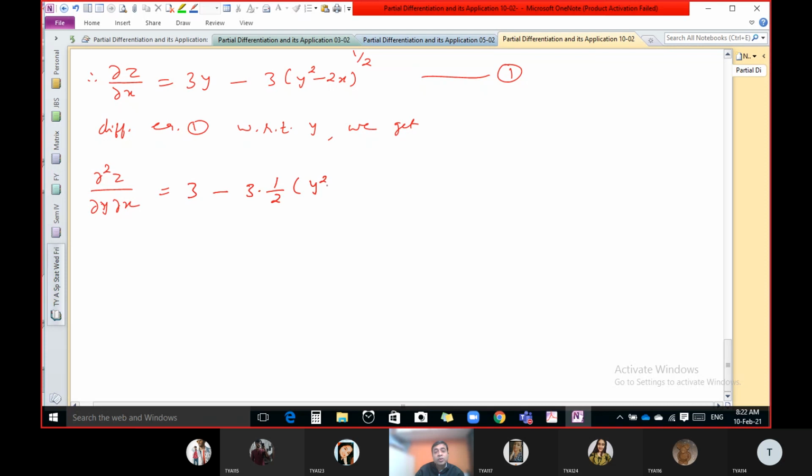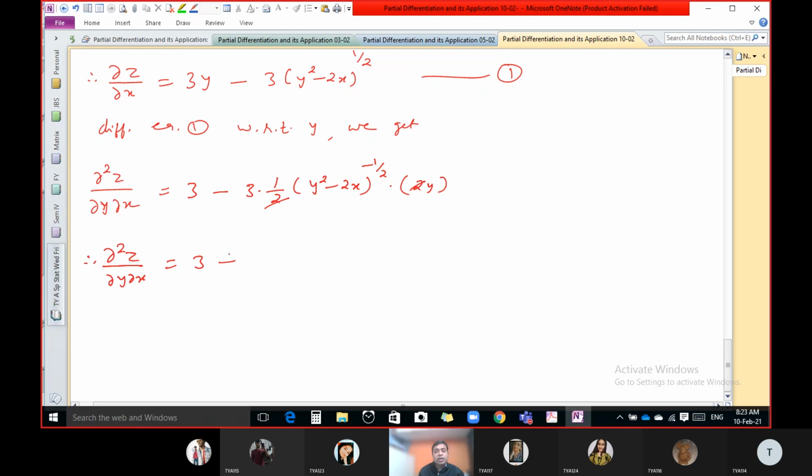No, you have to keep this function as it is, first of all, and minus 1 by 2 raised to, correct, into 2y minus 0, which means 2y. Perfect. You can cancel this 2. So what is my final answer? Delta square z upon delta y delta x. 3 as it is. Then this minus and this is also plus.